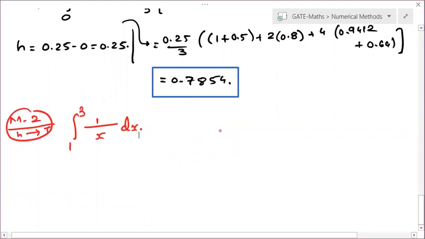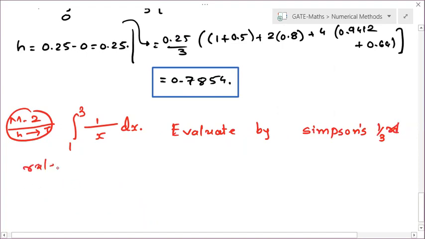Evaluate by Simpson's 1/3 rule by 2 equal intervals, where the length of each interval is 1.